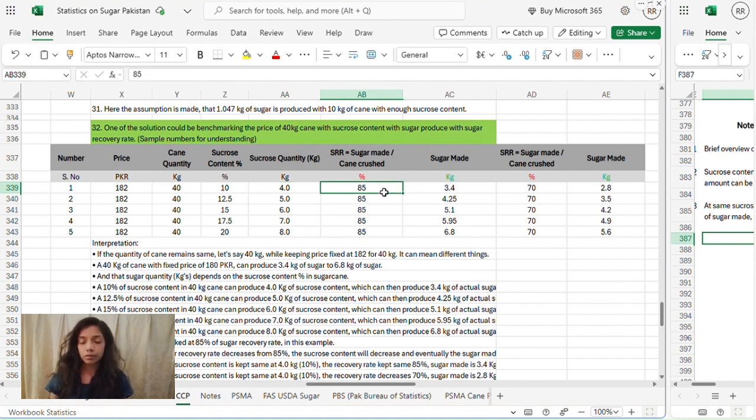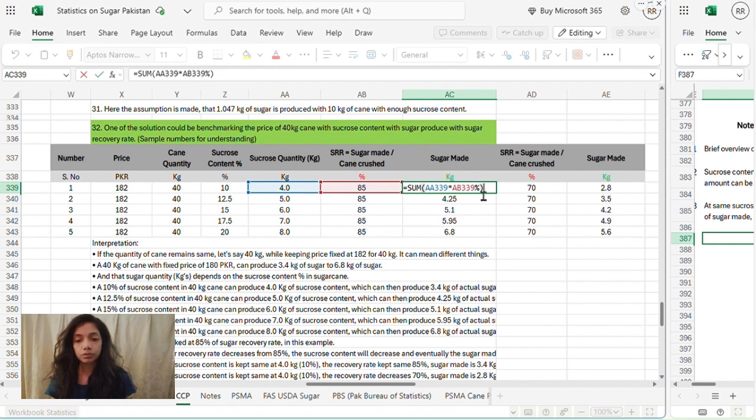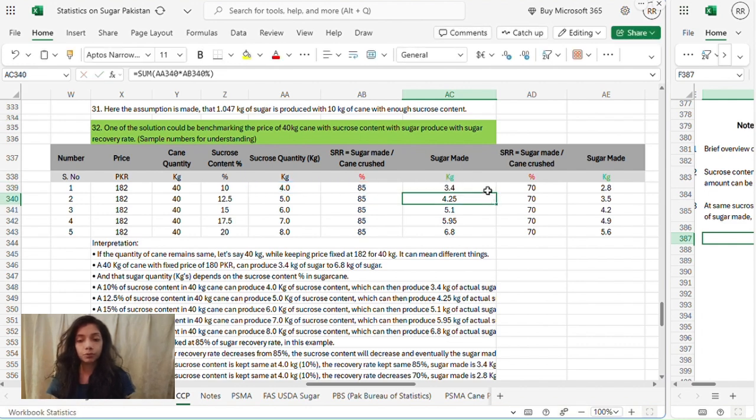Now this is the sugar recovery rate. We know how we get it. We get the sugar recovery rate from the sugar made and the cane crush. We take the sugar made amount and we divide it by the cane crush. We get the sugar recovery rate. So if the sugar recovery rate is kept at 85%, then we are going to get the sugar made, with reference to 10% of sucrose content, which produces 4 kg of sucrose, and the recovery rate is 85%, then the sugar is going to be 3.4 kgs.